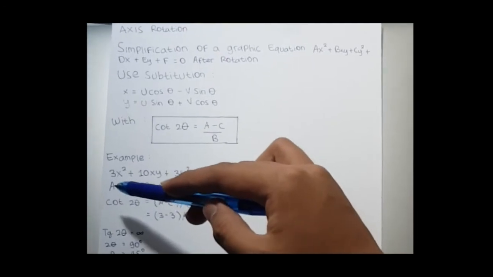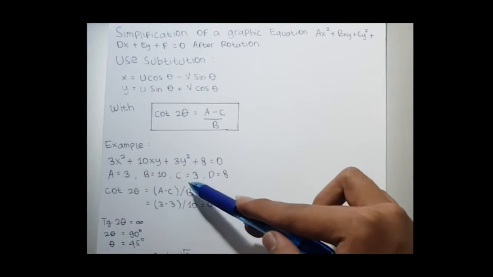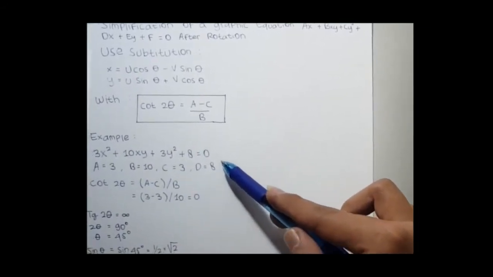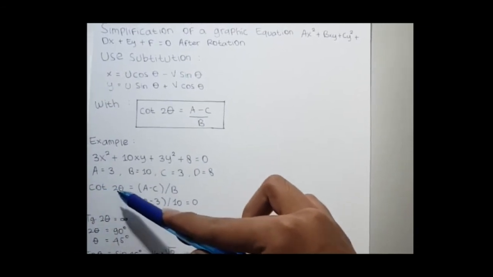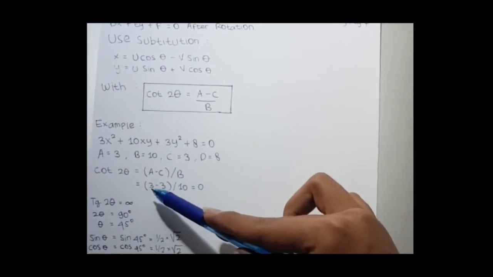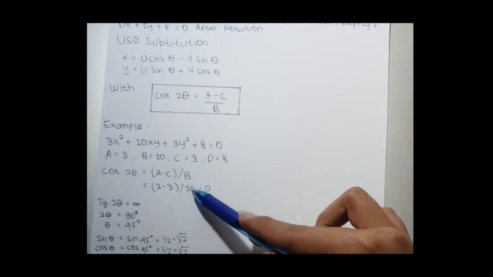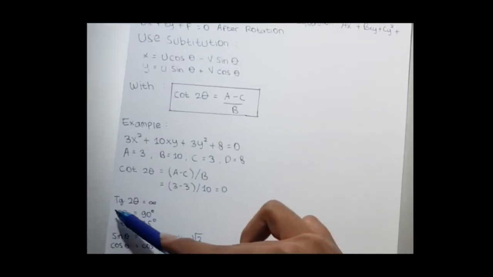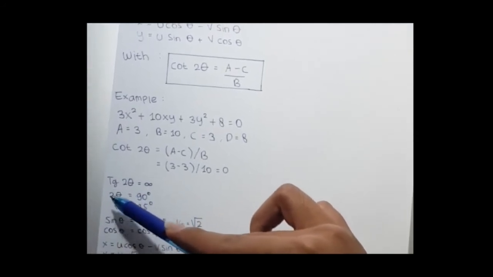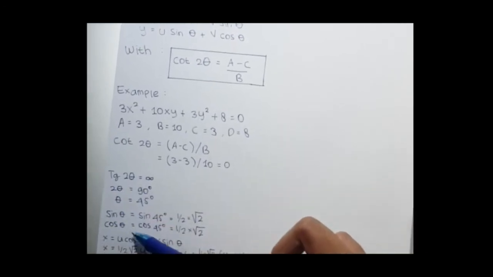This is the equation. What we are going to do first is identify where a, b, and c are: a is 3, b is 10, c is 3, and d is 1. Cotangent of 2 theta is equal to (a minus c) over b. Plugging in a, b, and c, we get (3 minus 3) over 10, which is equal to 0. After that, tangent of 2 theta is infinite, so 2 theta is equal to 90 degrees, and theta is equal to 45 degrees because this is divided by 2.